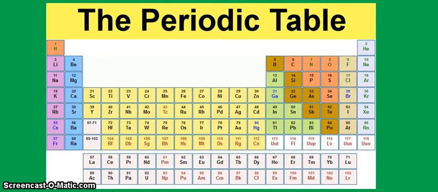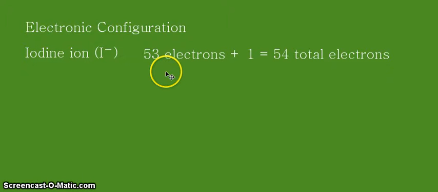So let's write it down. According to the periodic table, neutral iodine is element number 53, so we are expecting 53 electrons for the total number of electrons. However, it has a -1 charge, so we need to add one more electron, so the total becomes 54. So we will be distributing 54 total electrons for the electronic configuration.